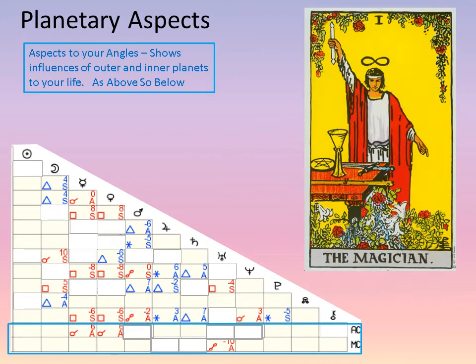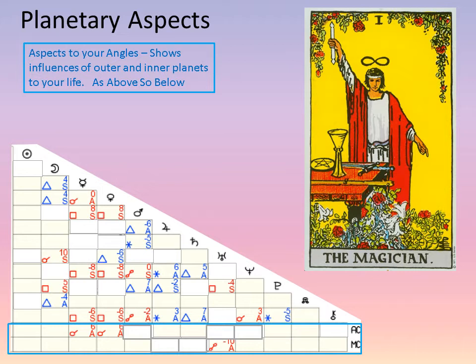Then in this blue square are the aspects to your angles, the Ascendant and Midheaven, and that includes also the Descendant and the Imum Coeli. If a planet is conjunct the Ascendant or Midheaven, it's right next to them, and if it's in opposition, it's basically conjunct the opposite. So there's an opposition here with Uranus in the Midheaven. So really Uranus is conjunct the Imum Coeli, which has to do with home and family.